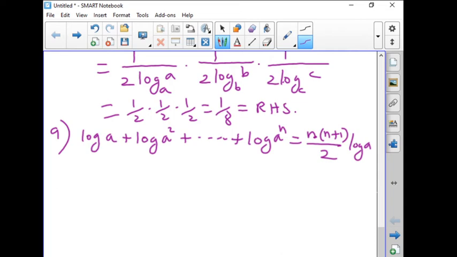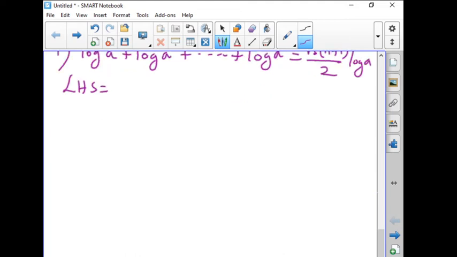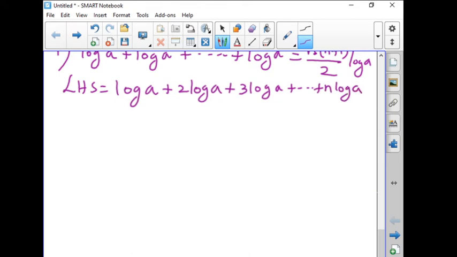So now take the left hand side. Using power rule we can write this. Log a is only log a. The next term can be written as 2 log a. The third term can be written as 3 log a, plus etc. up to n log a. So what is common throughout? Log a is common throughout.